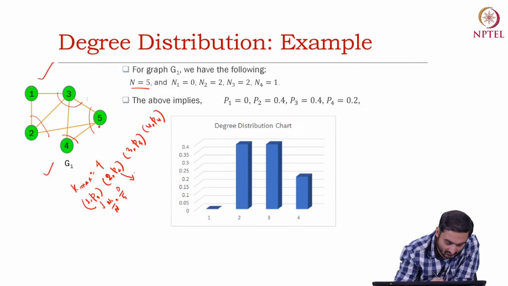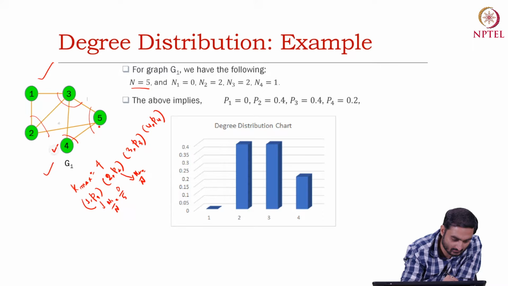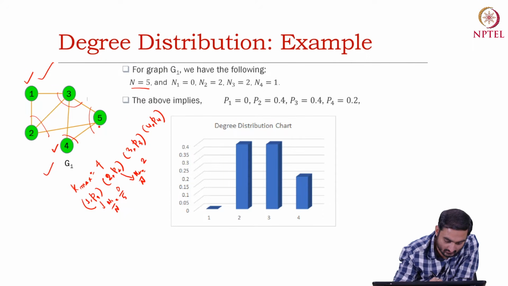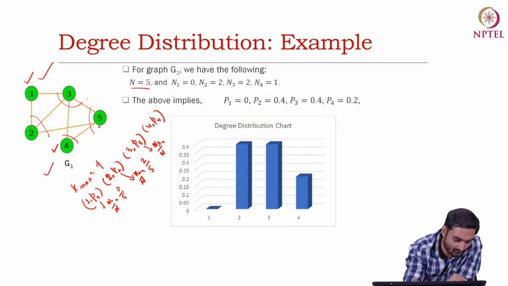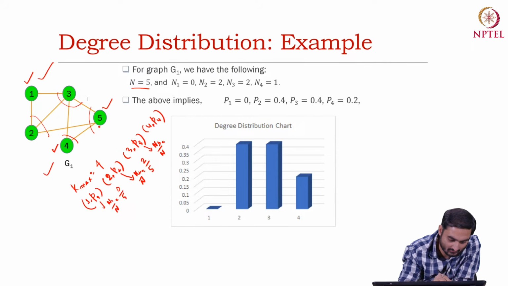What is P2? P2 is N2 by N. How many nodes are there with degree 2? This one and this one. So there are 2 nodes. So this would be 2 by 5, right? What is P3? N3 by N. So how many nodes are there with degree 3? We have 1 here and 1 here. So this would be 2 by 5.